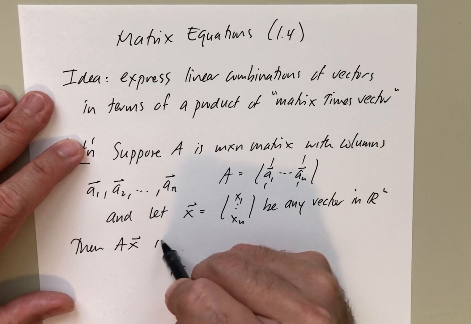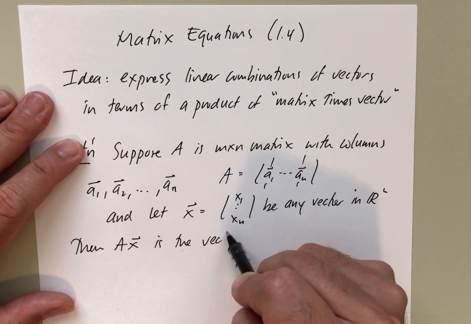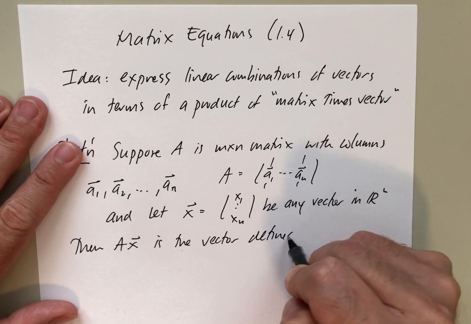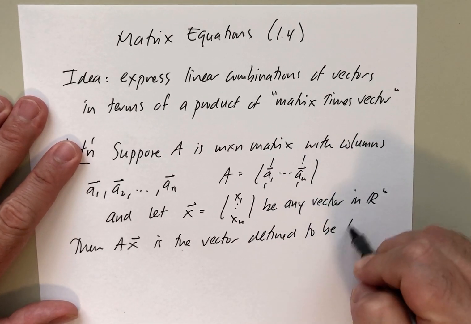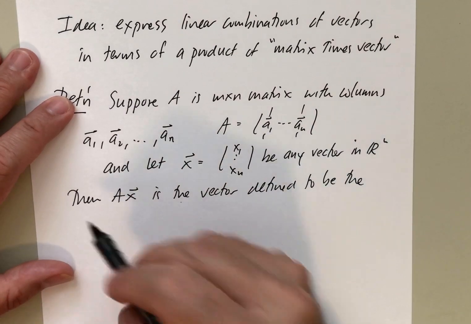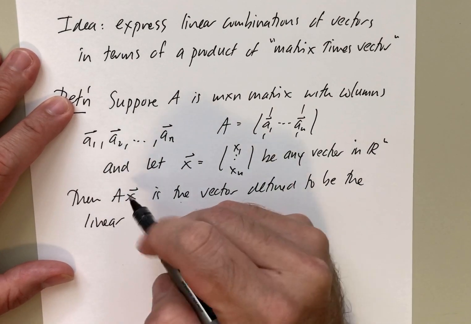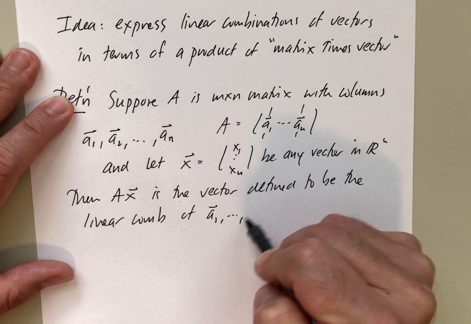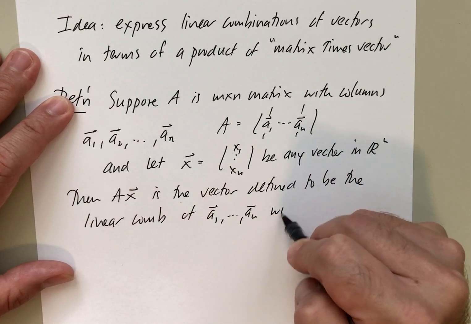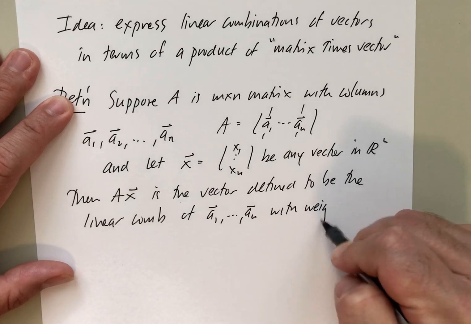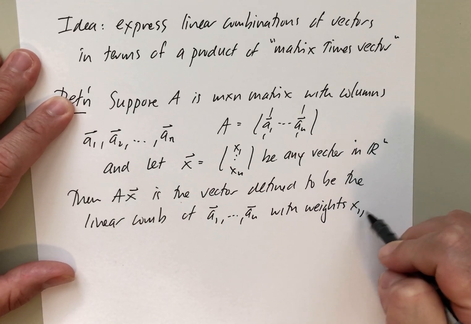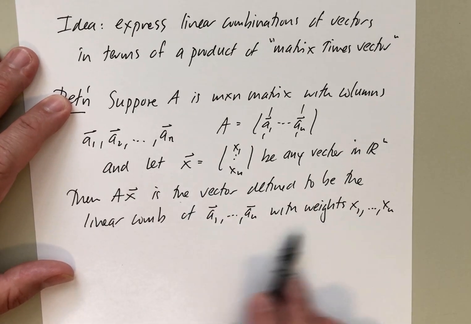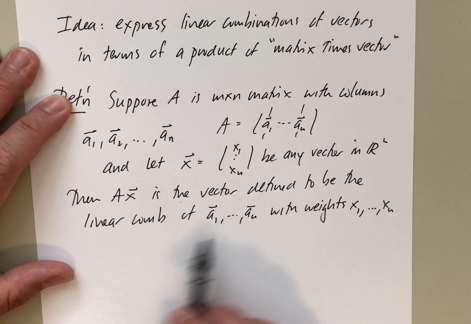Ax is the vector, so I'm defining what it means to take A times x. This is the vector defined to be the linear combination of the columns of A, so A1 through An, with weights. Remember, when I have a linear combination, I need weights, so they're going to be the entries of that vector. So you gave me this vector x, it has n entries, those will be the weights of this linear combination.